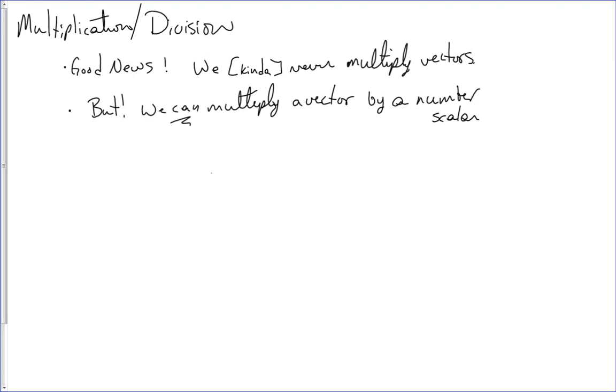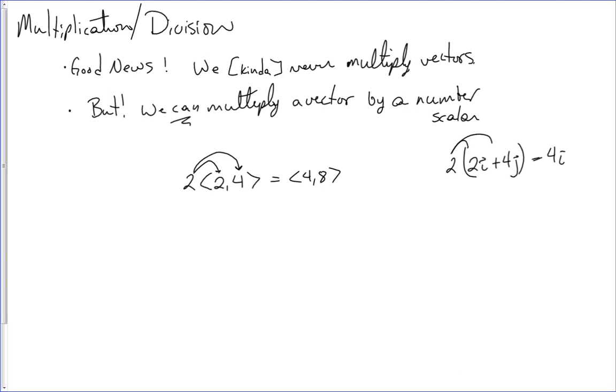So let's say we want to take the vector 2, 4, and we want to multiply it by 2. Basically, all you're going to do is use the distributive property, and you're just going to distribute the 2 through. So this would come out as 4, 8. If we were in linear combination format, this would be 2i plus 4j, and we wanted to multiply that by 2. Same process. You just distribute this through, so you'd get 4i plus 8j.